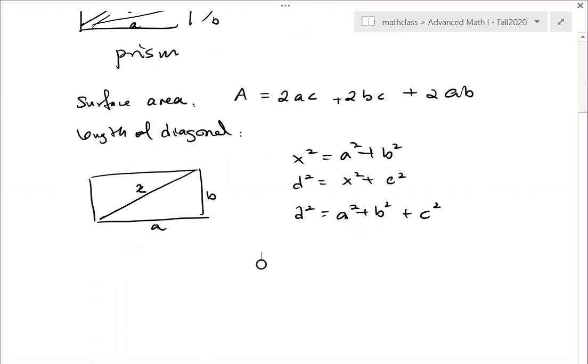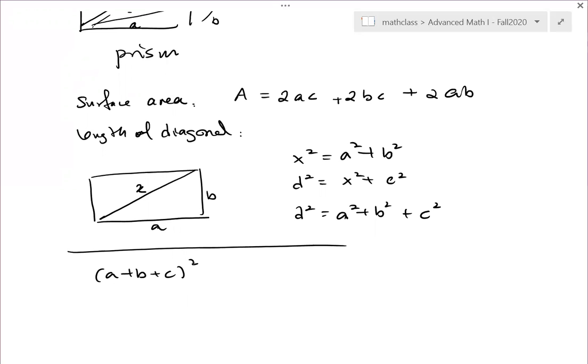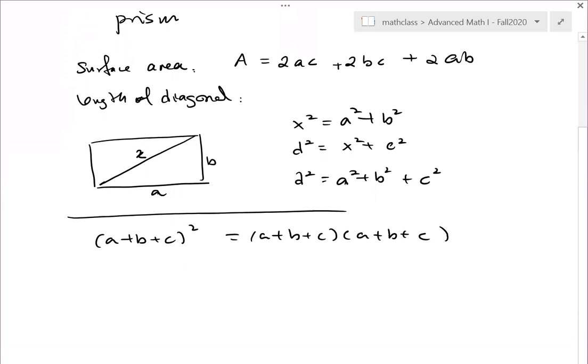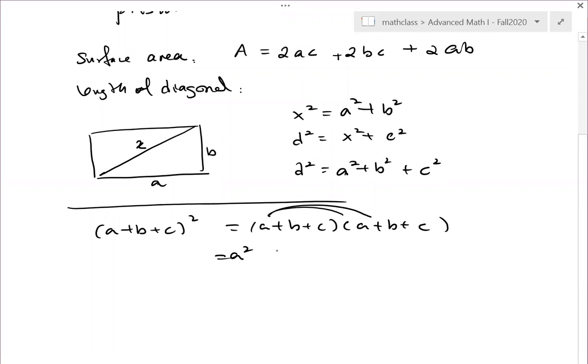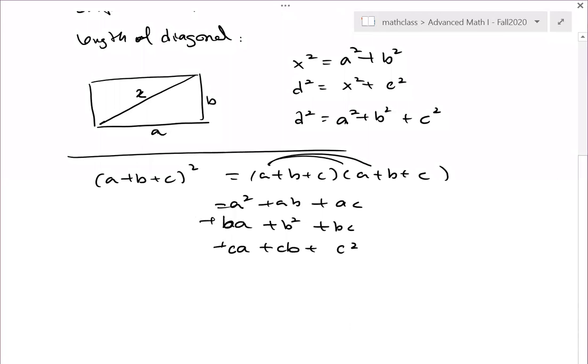Another important algebraic identity is (A plus B plus C) squared. How can I expand it? If you don't know, you just multiply it out. A times A is A squared, A times B is AB, A times C is AC. Then B times A, B times B, B times C. Then C times A, C times B, C times C. In total you have 9 terms. But you see that AB and BA are the same, so you can put together A squared plus B squared plus C squared and 2AB, 2BC, 2CA.